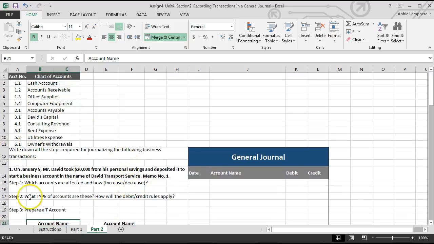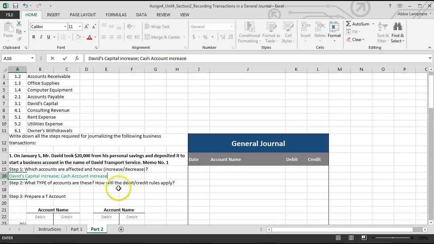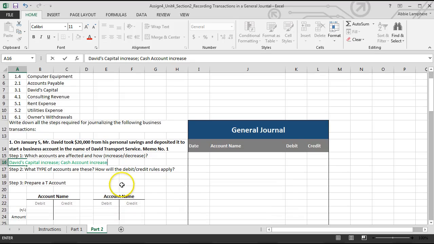So which accounts are being affected? Let's go to our chart of accounts. Just like we said in part 1 of this assignment, whenever we're putting money into the business, we know that's going to affect our capital account. So David's capital is going to increase, and our cash account. We're making that initial investment into the business of $20,000. That's going to increase the cash we have in our business and the value of our business in the capital account. What type of accounts are these?